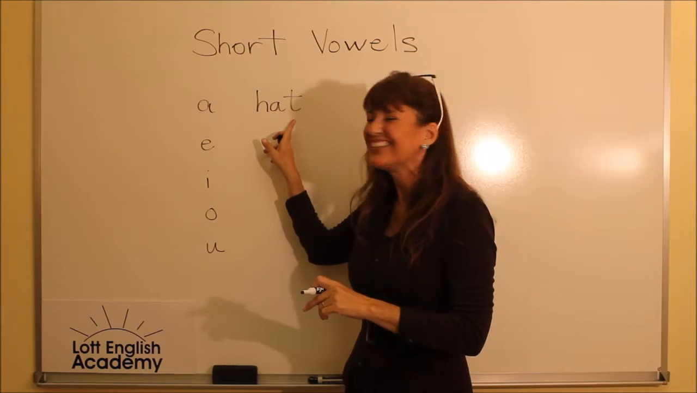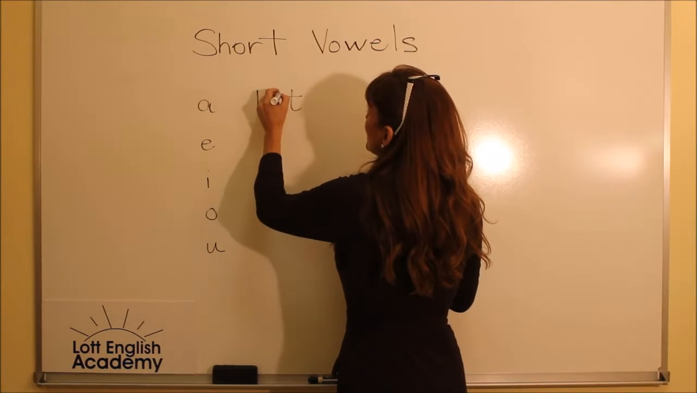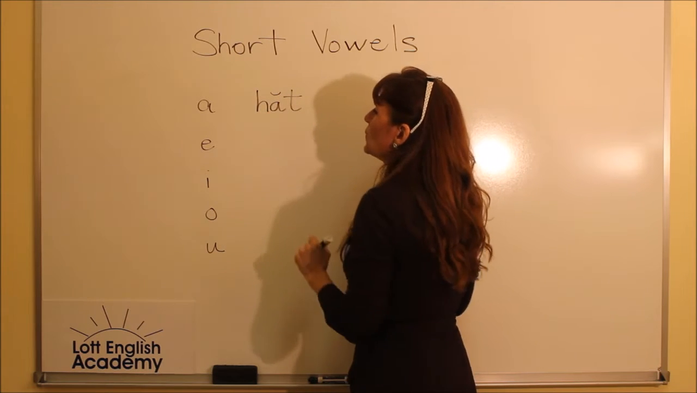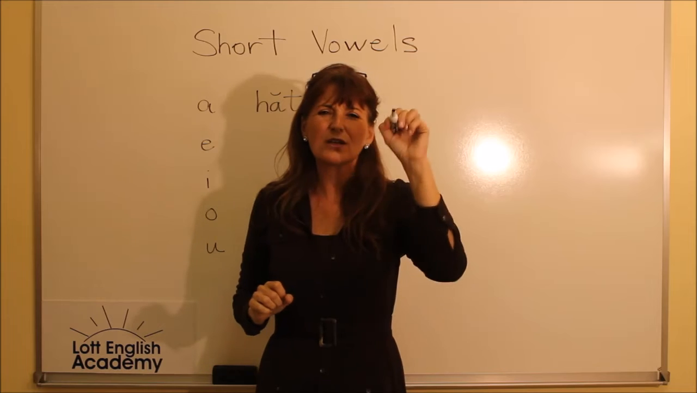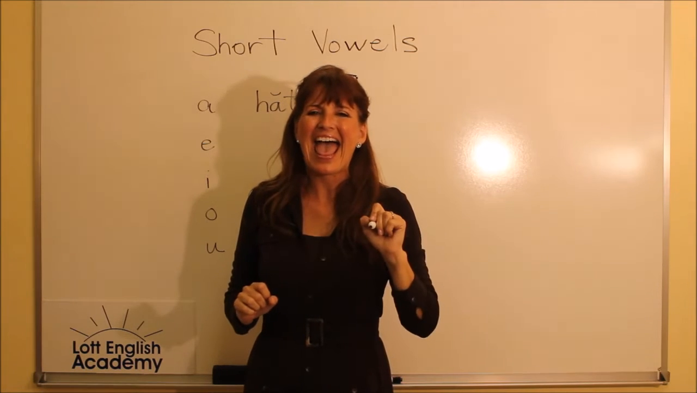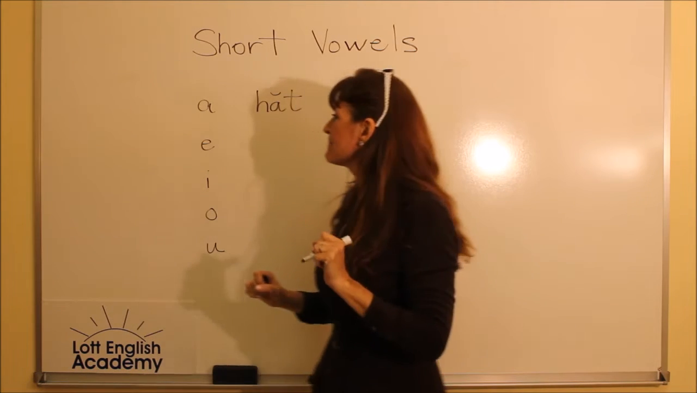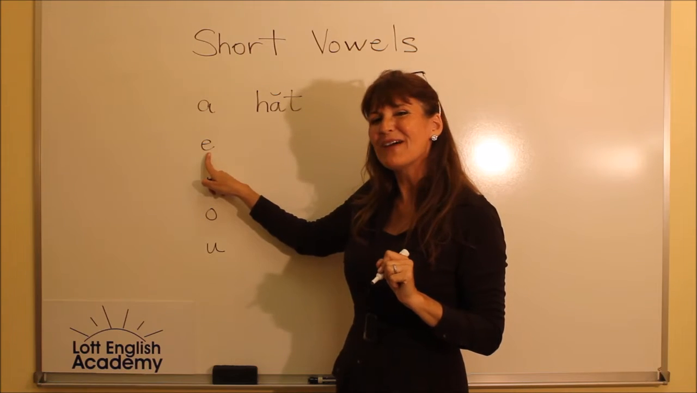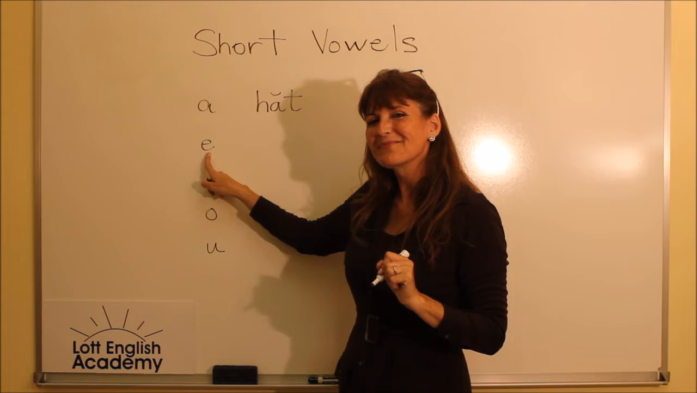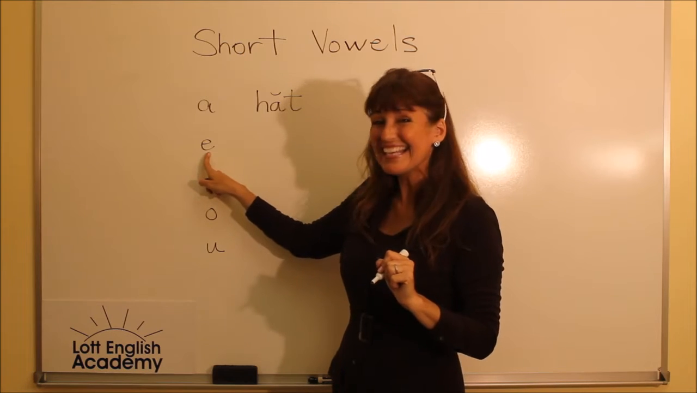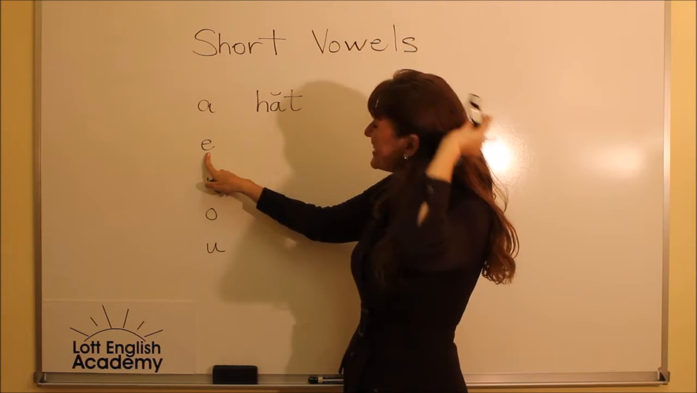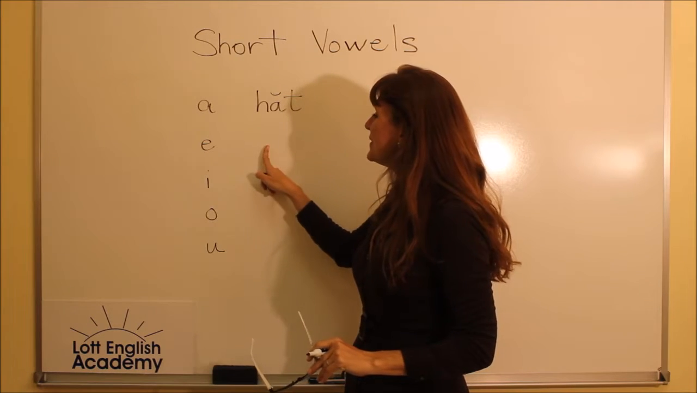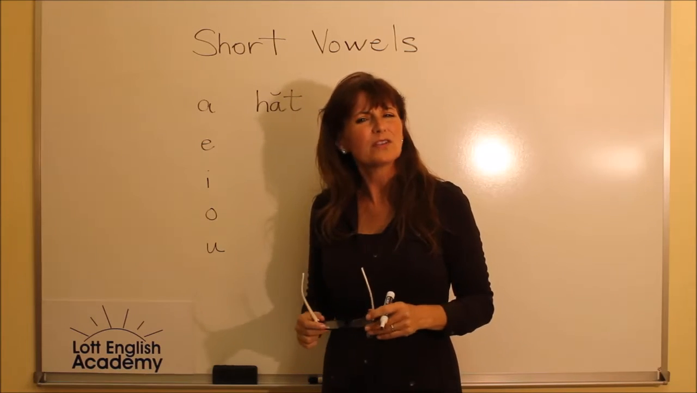Hat. Okay? In phonics, when we make a short vowel sound, we put this symbol over the letter to show that it's the short sound. A, hat. Let's look at this next vowel. What's the name of this vowel? Did you say E? If you guessed E, you're correct. This letter is E. And we're going to put this now into a word with a short vowel.